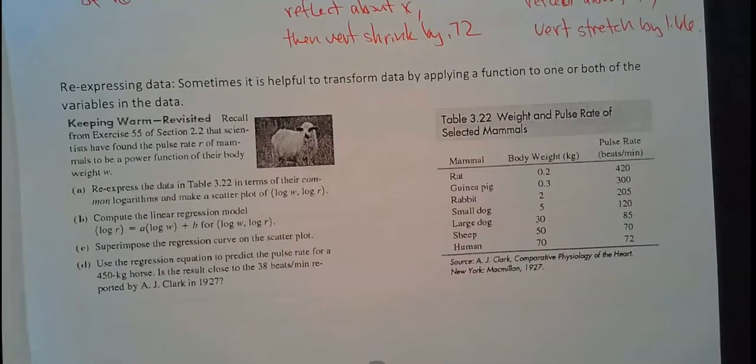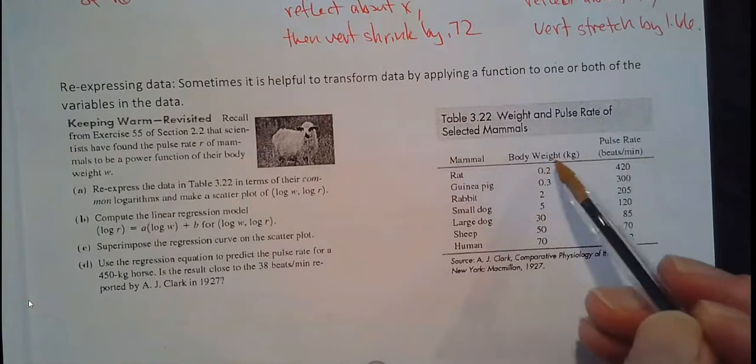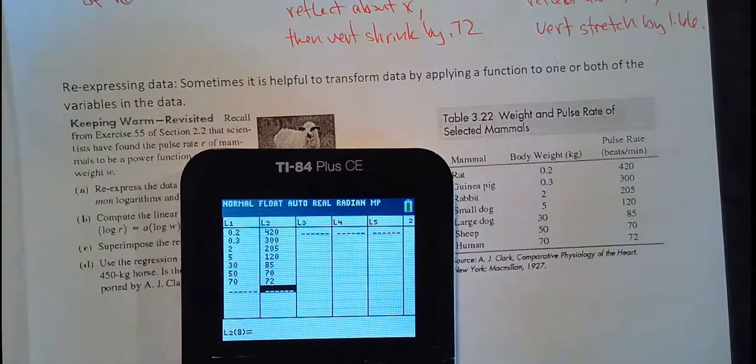Okay, so last guy down here. Now this one here, we're going to do what's called re-expressing the data. So sometimes it's helpful to transform data by adding a function to one or both of the variables. In this case, we're going to actually do both of these. So we want to re-express the data in table 3.2 in terms of their common logs. So let me show you how to do it. So first off, put these in your calculator in list 1, list 2, just normal. Okay, so put them in like normal. If you need time to pause it and put that in, but put those in just like that.